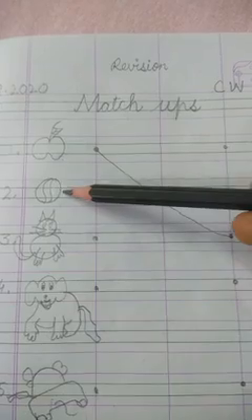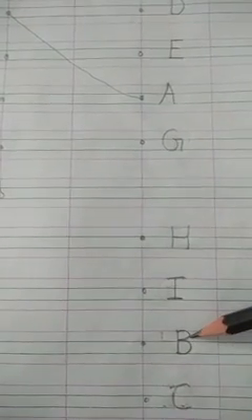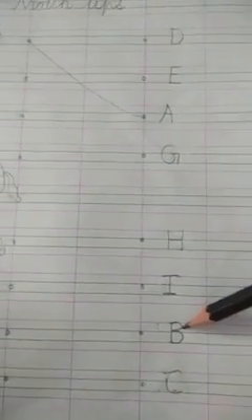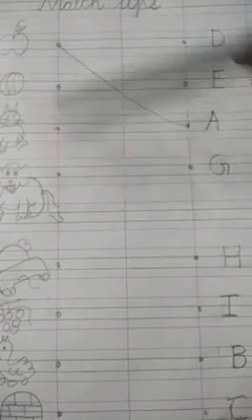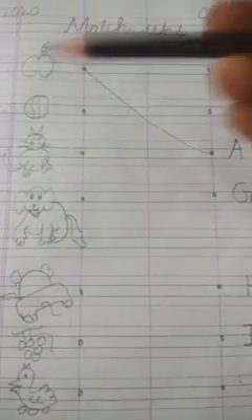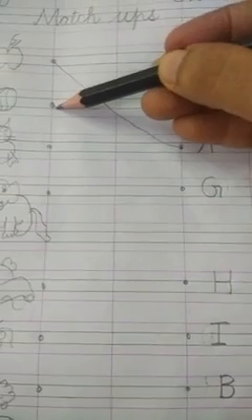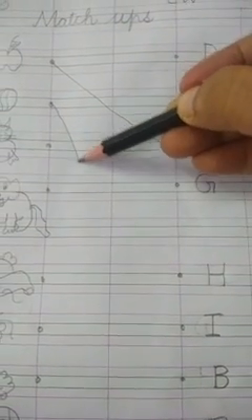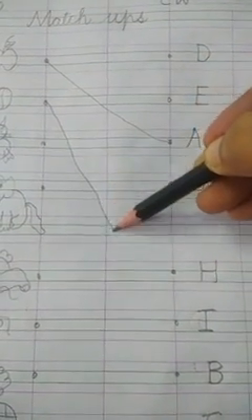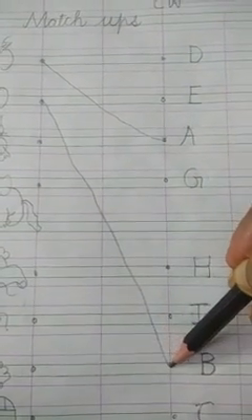Now tell me, what is this? It is B for ball. Now check where B for ball is written. Yes, it is here. So you have to join these dots. You have to join letter B with B for ball. Okay, let's draw the line. Go to letter B, and join the dots.